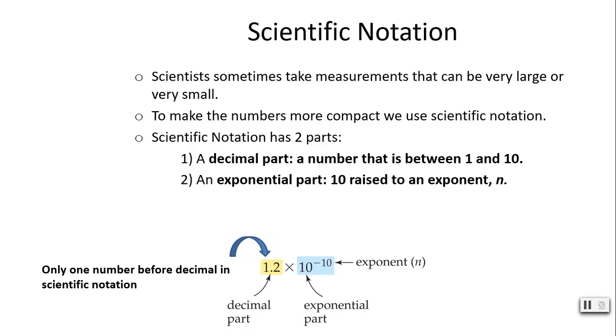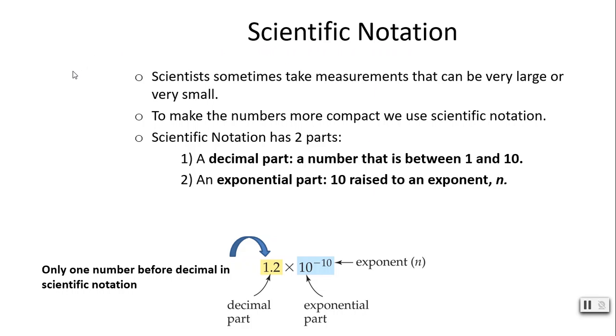So in the introduction to Chapter 2, we discussed measurements, what they are, the two parts of a measurement, how we can use the terms accuracy and precision to say something about a measurement. Now let's talk about measurements in terms of scientific notation.